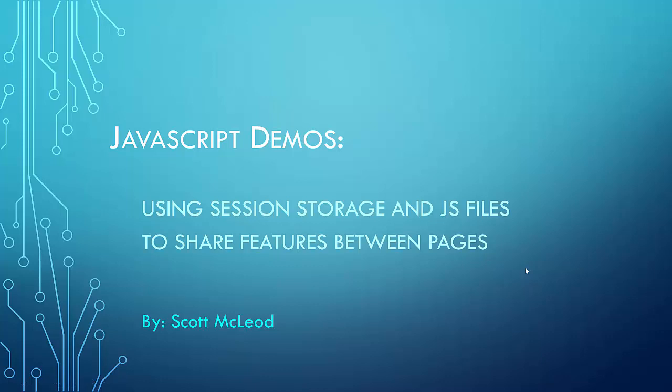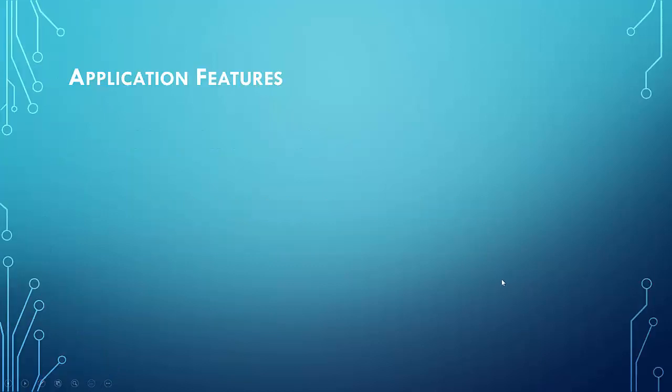This is focusing on using session storage and JS files in order to share features between different pages of a website. And although we're sharing simple information back and forth here to deal with background color information, it could be extended to be almost anything, such as shopping cart information going from page to page, or user account information, things of that nature. So there are broad implications to this otherwise simple demo. Let's move on and take a look at some of the subtopics.